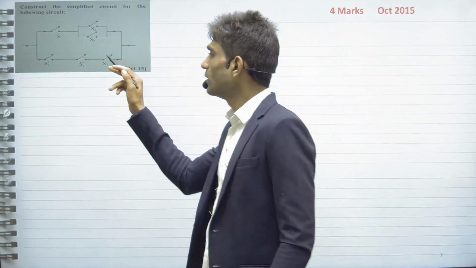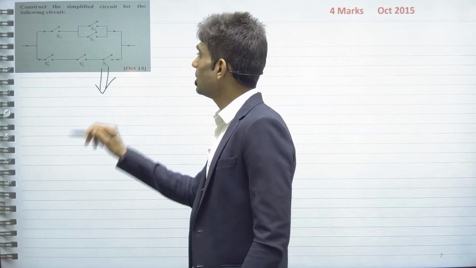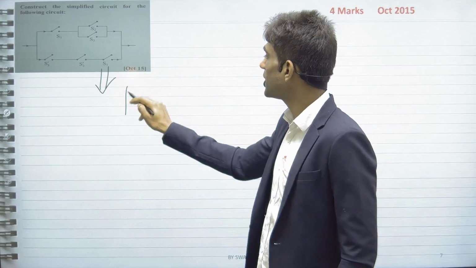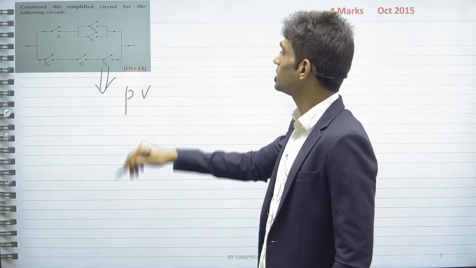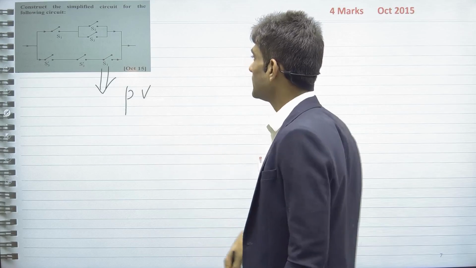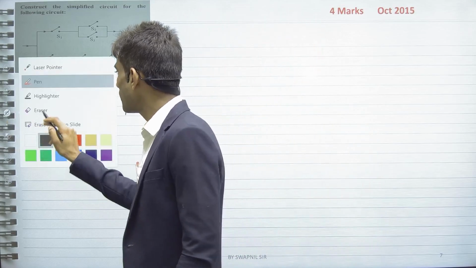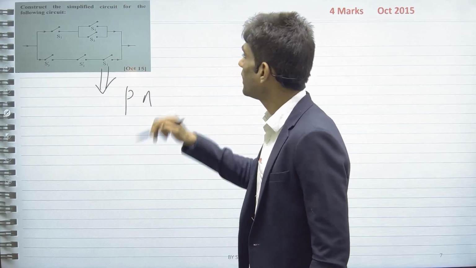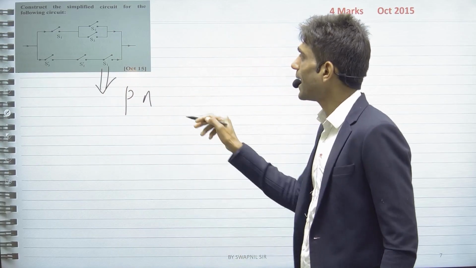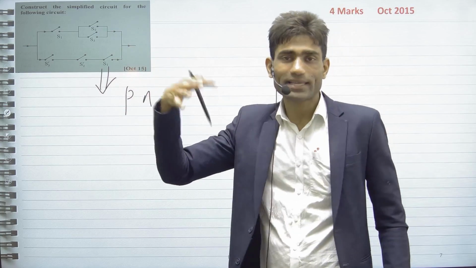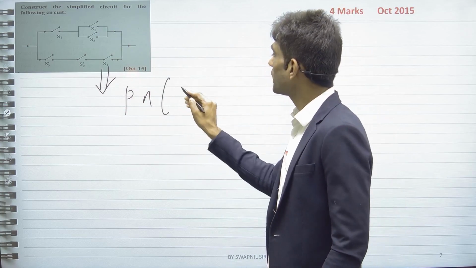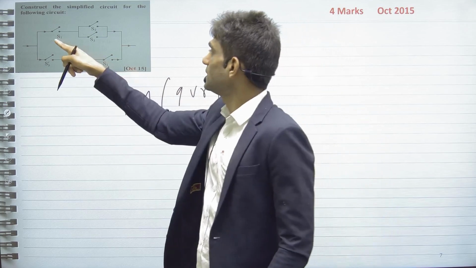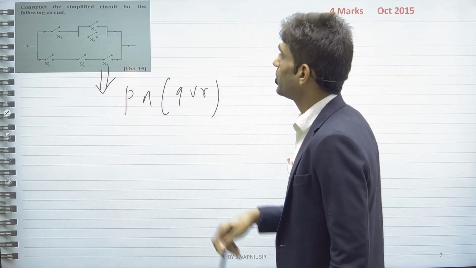Now let's go for the writing, the symbolic form. S1 we directly write as P. After P we have a series connection, and for a series connection we take AND, not OR. So P AND. Now see that between S2 and S3 we have a parallel connection, so Q OR R. P AND Q OR R, this is the parallel connection between S2 and S3.